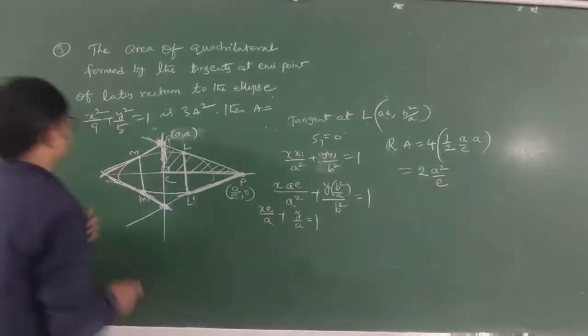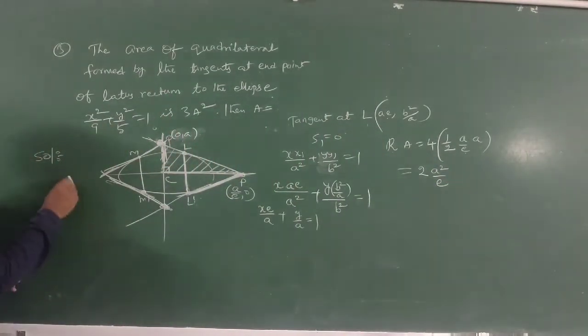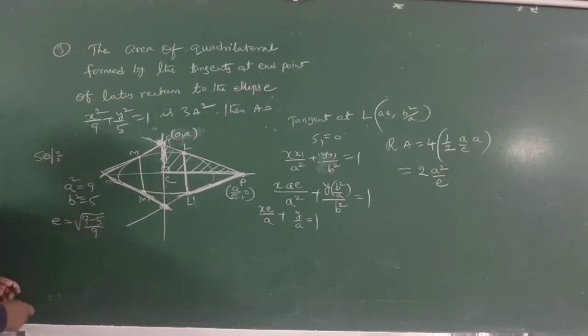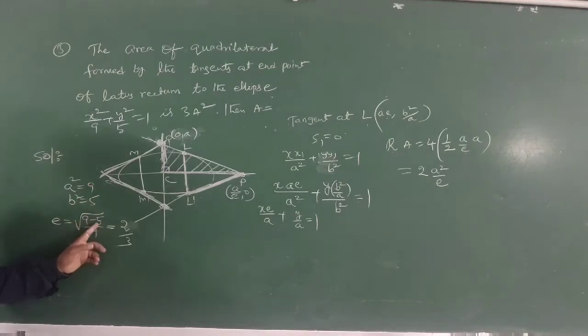Now students, what is the given ellipse? A square equal to 9, b square equal to 5, e equal to root of (9 minus 5) by 9. What is this? This is 2 by 3. Is it clear? 9 minus 5 is 4.